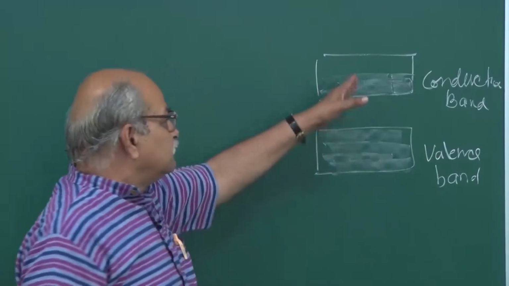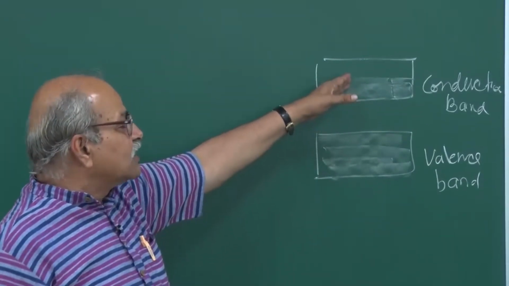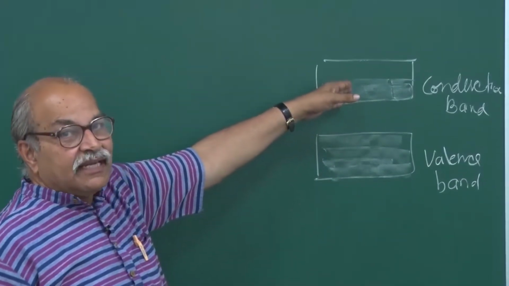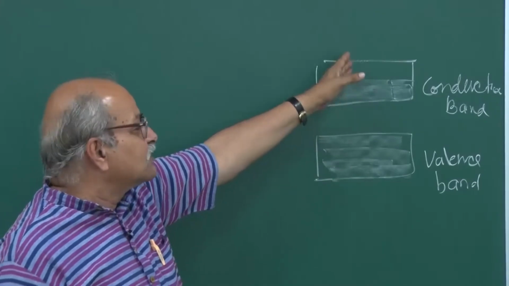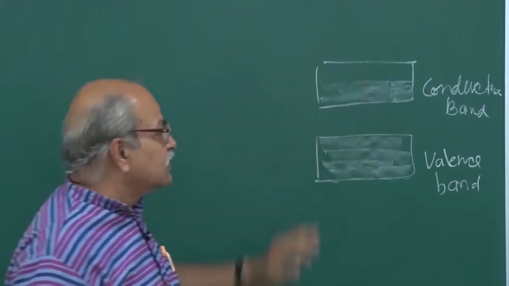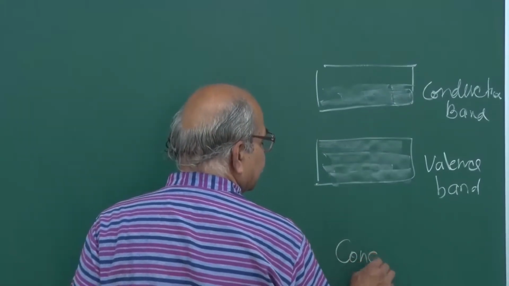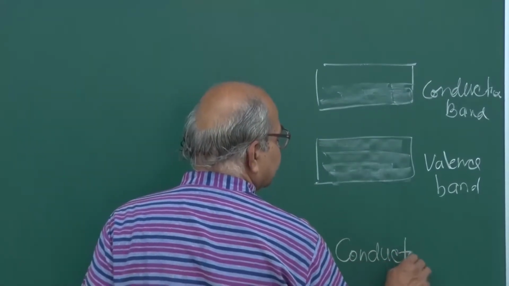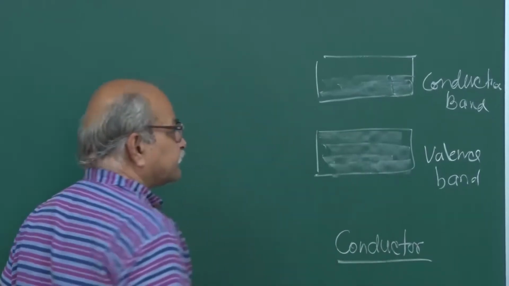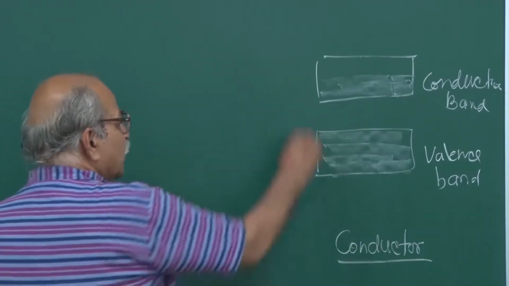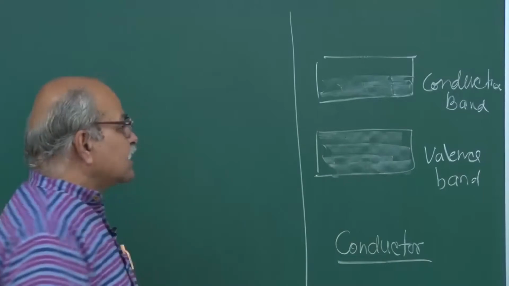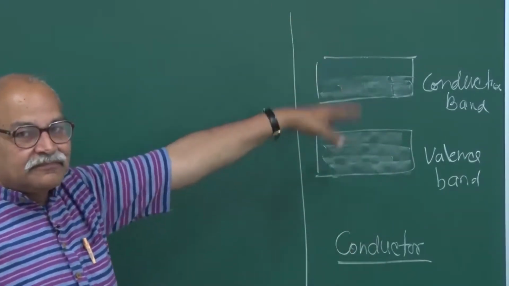You have a large number of quantum states which are filled, and you also have a large number of quantum states which are empty. So this kind of conduction band, we said, will be electrically conducting. So it is in the category of conductor. So this is one variety. Metals fall under this category.